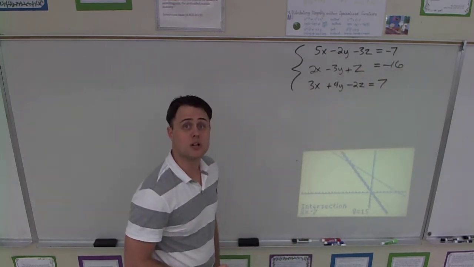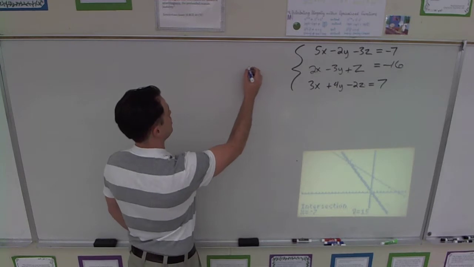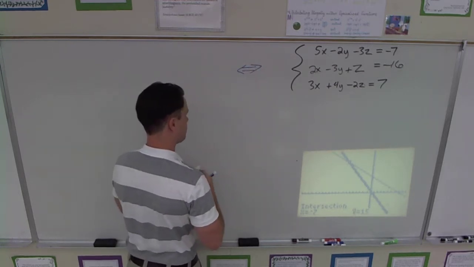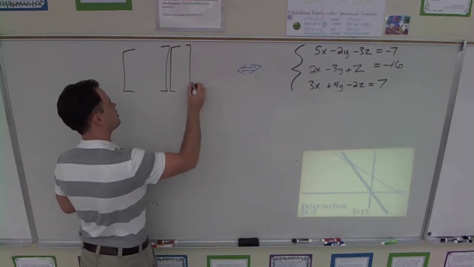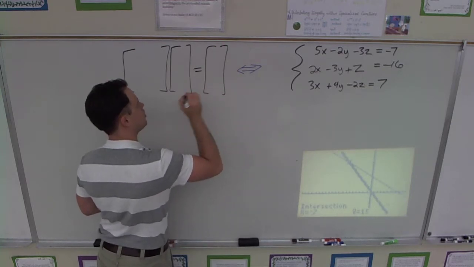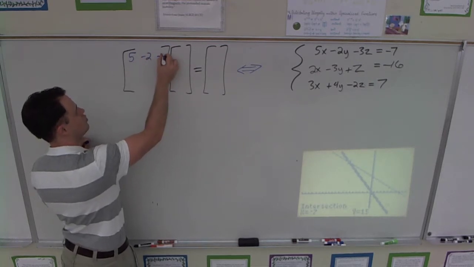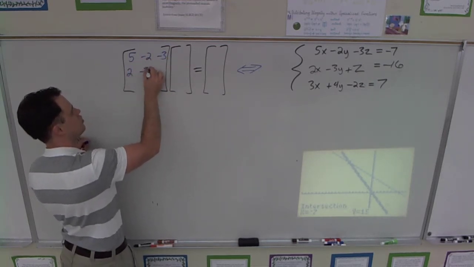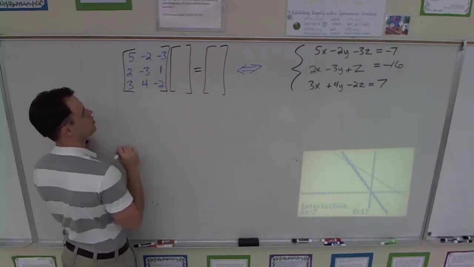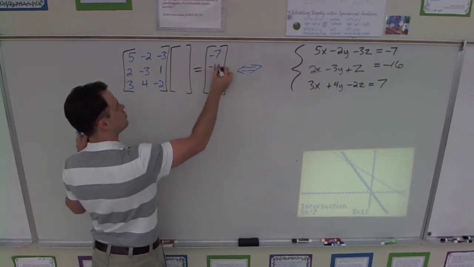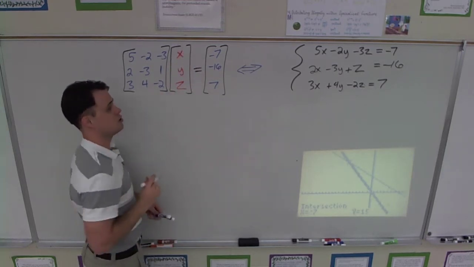And now I'm ready to write my matrix equation equivalent. And this is what I want to see on the exam and on your assignments. What is equivalent to that? Well, I need a matrix A, nice 3 by 3 this time. I need a matrix X, and that's going to be equal to a matrix B. Peeling off my coefficients, I get 5, -2, -3, 2, -3, 1, 3, 4, -2, -7, -16, and 7, and of course my target x, y, and z.